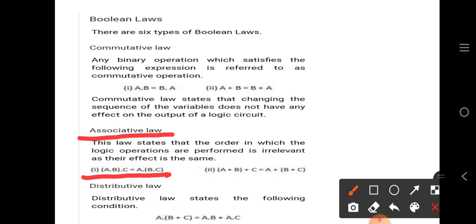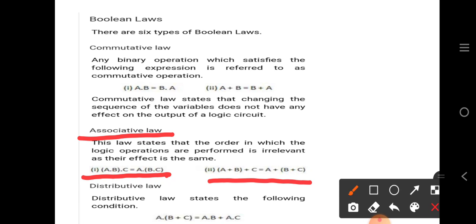It means if A dot B, meaning A and B, is in bracket on the left, then in the RHS, right hand side, we have taken the bracket for B dot C and taken the A out of the bracket. So this will not give any effect. Both the LHS and RHS will be equal. So this is the first law of association, that is the associative law.